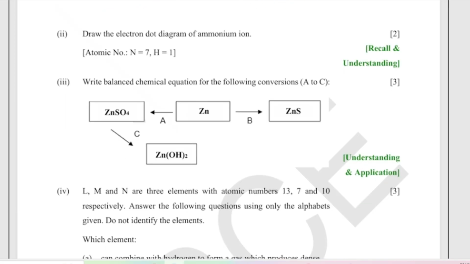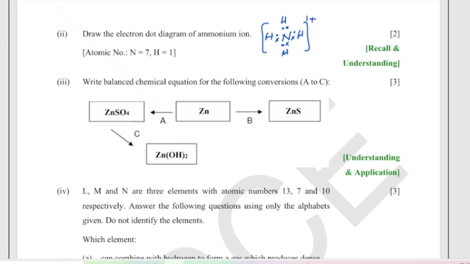Next, draw the electron dot diagram of ammonium ion. So ammonium ion has nitrogen with 4 hydrogens where 3 bonds are covalent, so dot cross dot cross dot cross, and 1 is a coordinate covalent bond, so both will be dots. That means both electrons are coming from nitrogen itself.